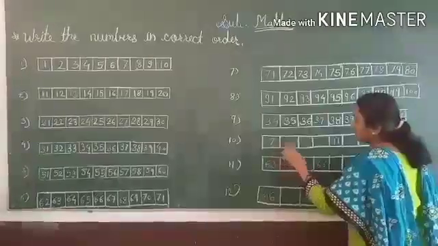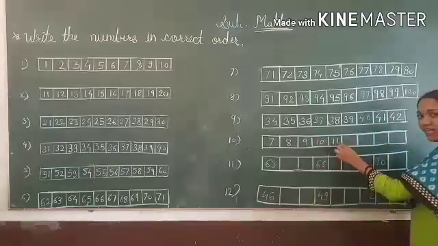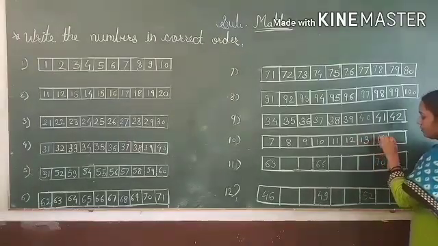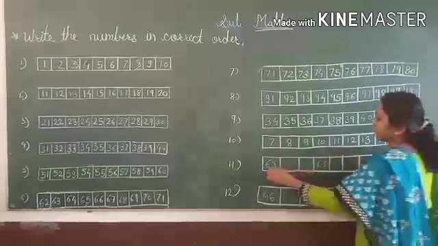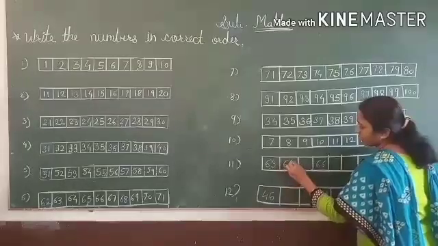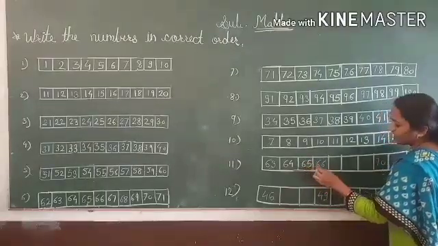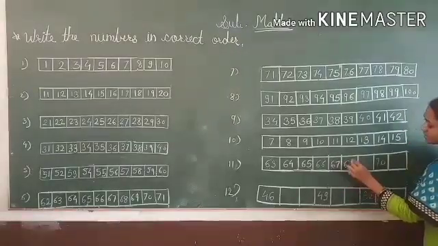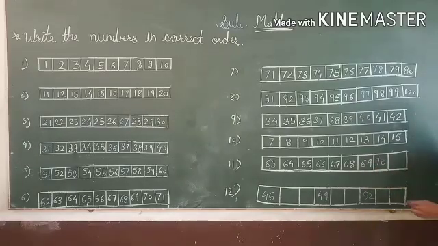Next, 7, 8, 9, 10, 11, 12, 13, 14, 15. 63, 64, 65, and 66, 67, 68, 69, and 70, and 71.